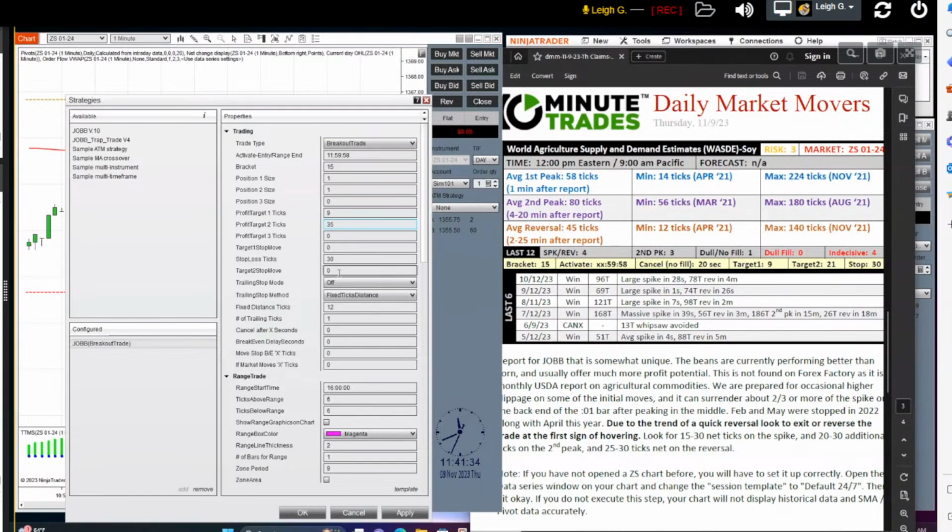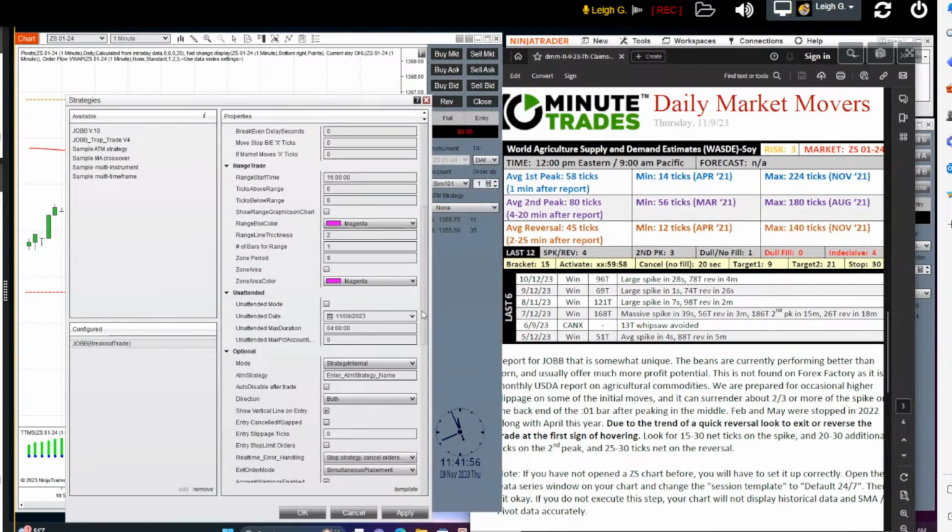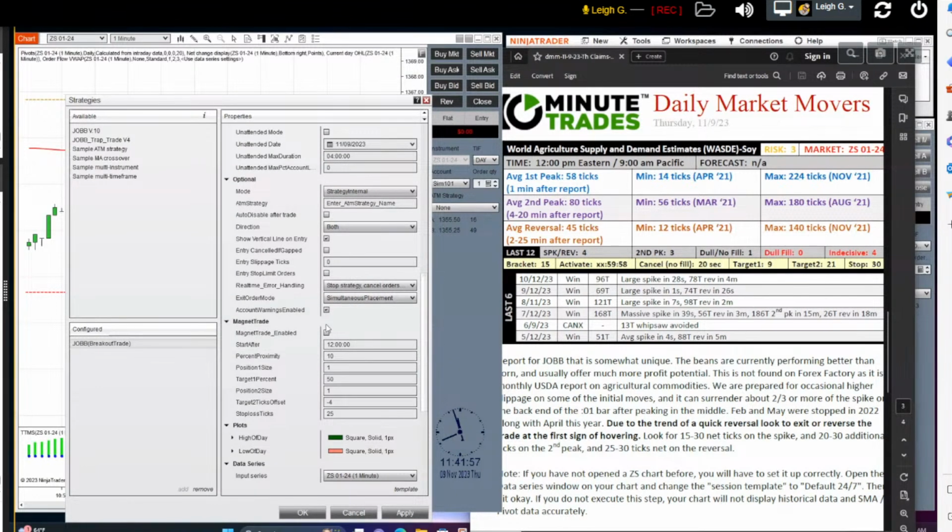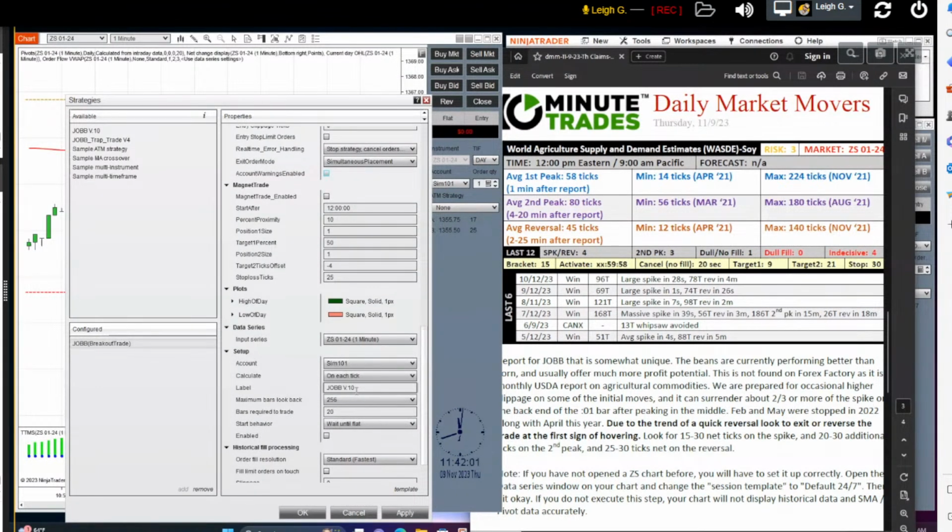What I'll also do is if my first target gets hit, then I'll use our feature target 1 stop move, and I'll move my stop to break even -3. And that's all I really have to do to set up my WASDE trade. I turn off my account warnings. I always like to label the trade soy so I know which setup I'm looking at.